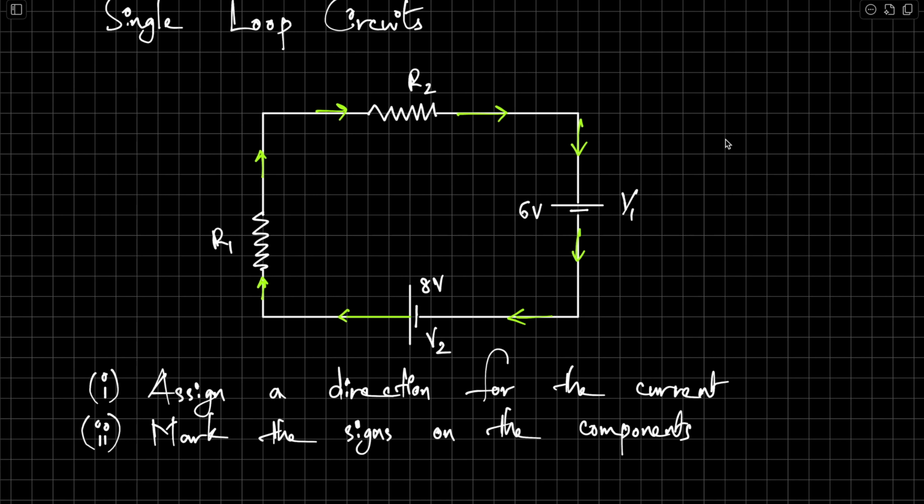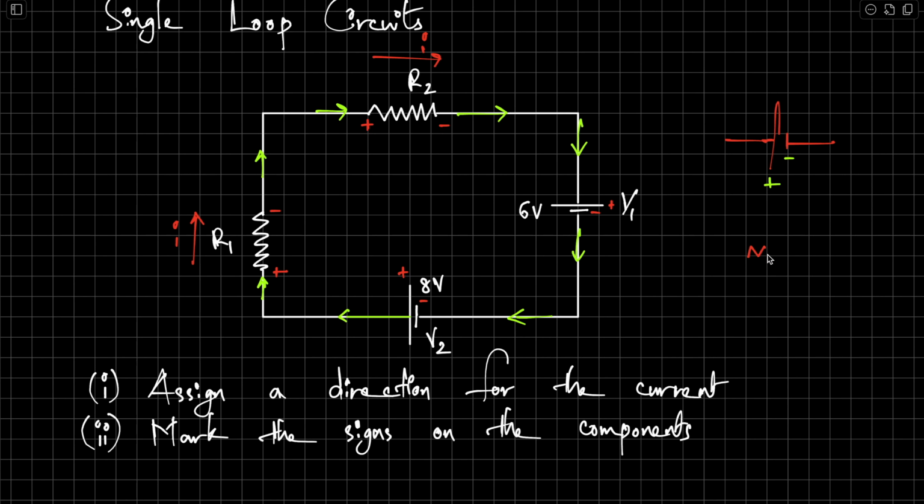For a battery, it's easy. The longer terminal is positive and the shorter one is negative. So this is positive, this is negative. For this battery, this is positive and this is negative. For other components, current flows from positive to negative. So current is flowing up, right? This is the direction of the current. So this should be positive, this should be negative. For R2, current is flowing to the right. That's the direction of the current. So this should be positive, this should be negative.